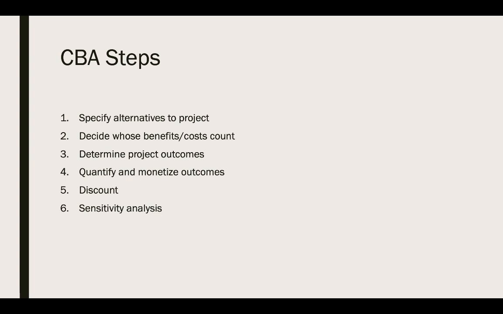And that goes into number 4. We're quantifying those outcomes, but we're also monetizing those outcomes. Our cost-benefit analysis is all about money. It's all about monetization. So any benefits we identify, potential benefits we identify, and potential costs we identify, we are going to monetize them and put a dollar sign on them. Fifth step, we're going to discount. We're going to go through our discounting step.